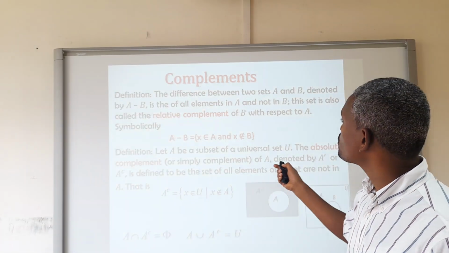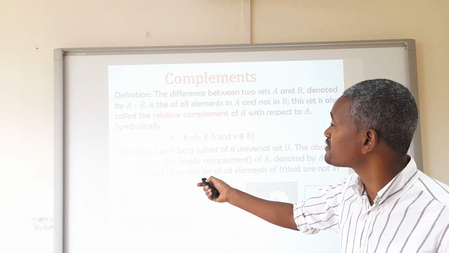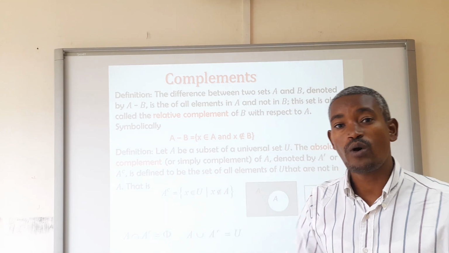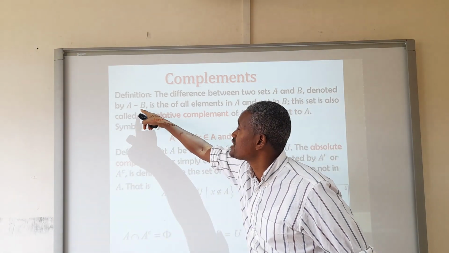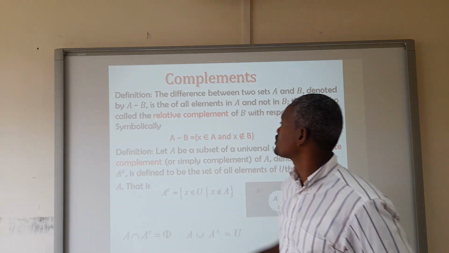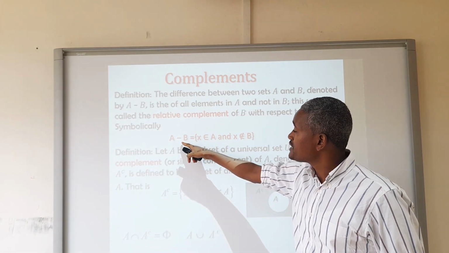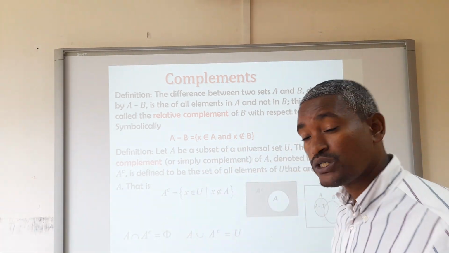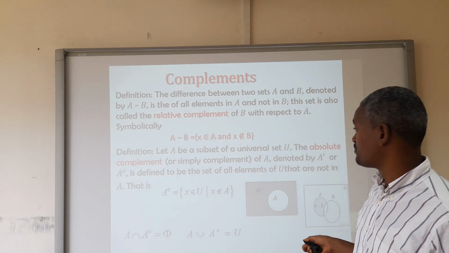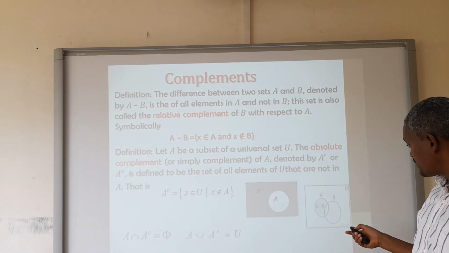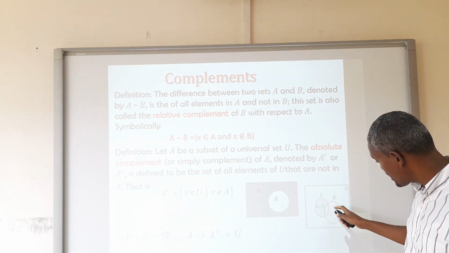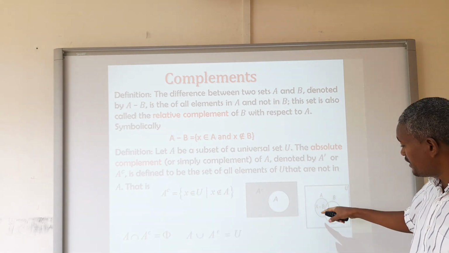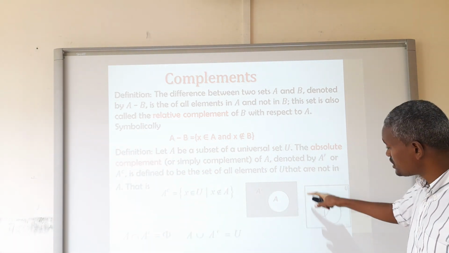So the difference between two sets A and B, denoted by A minus B, is the set of all elements in A which are not in B. A without B, or A relative complement to B, or the difference of A and B, is {x : x is an element of A and x is not an element of B}. And we can see this graphically. Those elements in this part are said to be the difference of A relative to B, which is that part.